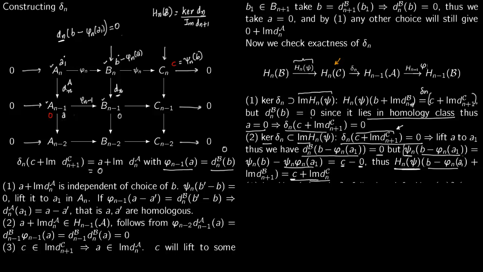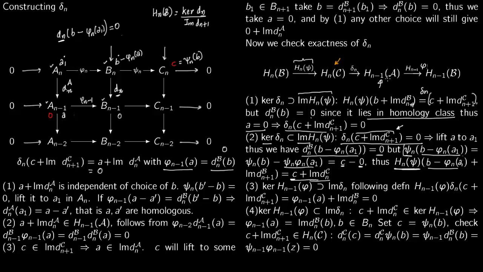Now we come to the third part. We are right here now. Now we have to prove exactness right here. So that is, kernel of this map contains the image of this map. So you just follow the definition. So we are going to apply this map Hn minus 1 phi to this delta map. So delta map is our standard map here, delta n, c plus image. So that is what our delta n map is. You apply Hn minus 1 phi to it, you should get 0.